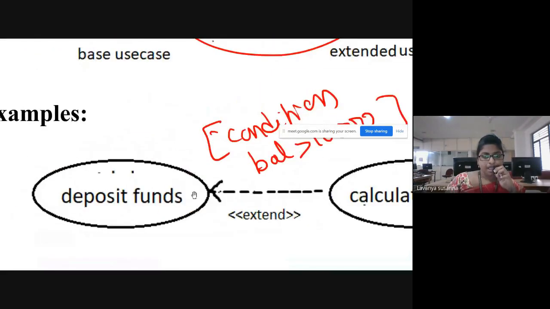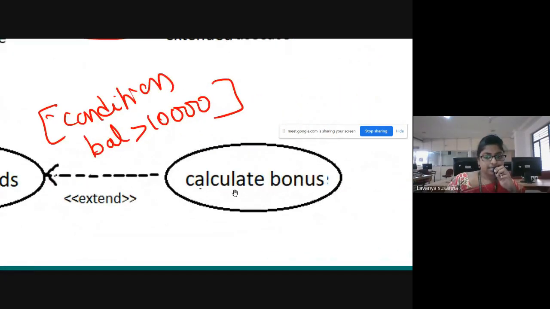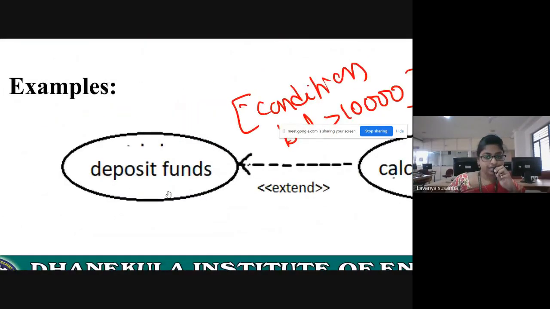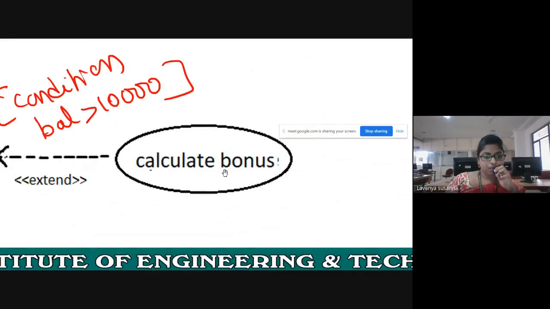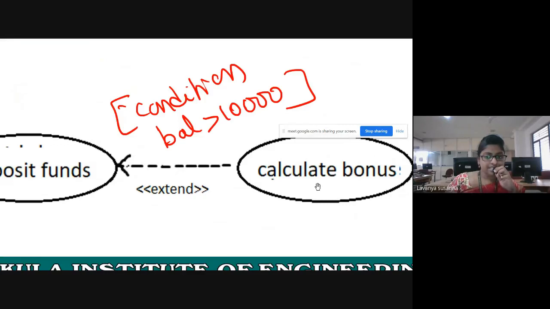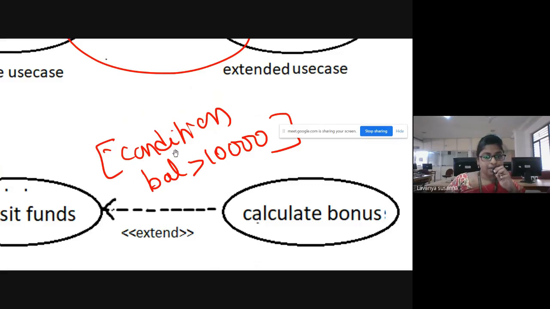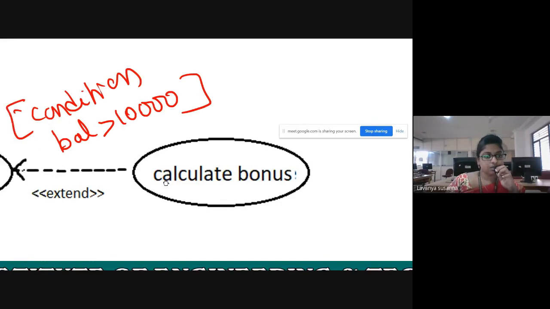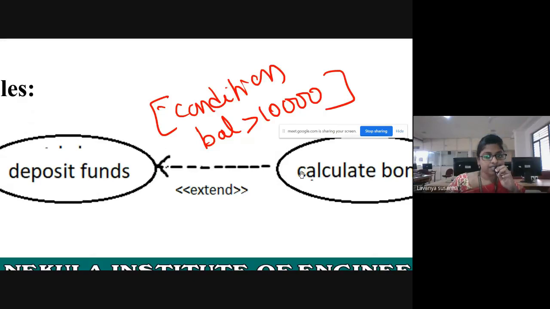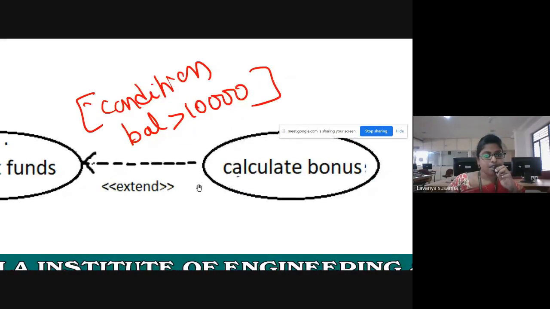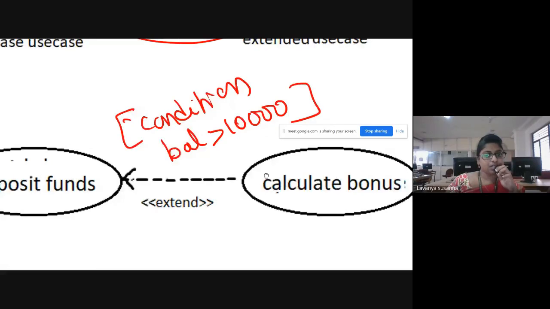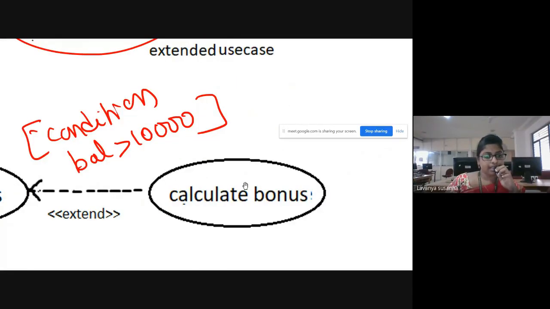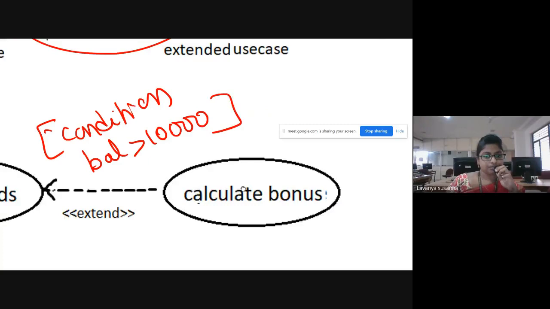See here. Deposit funds is called the base use case. Calculate bonus is called the extended use case. This extended use case, calculate bonus, will be executed only when some condition is true. For example, if balance is greater than 10,000, then only the bonus is calculated. Otherwise the bonus is not calculated. So the relationship between deposit funds and calculate bonus is extend. When some condition is met, only at that time will the extended use case be executed. Otherwise it won't execute. This is the example.